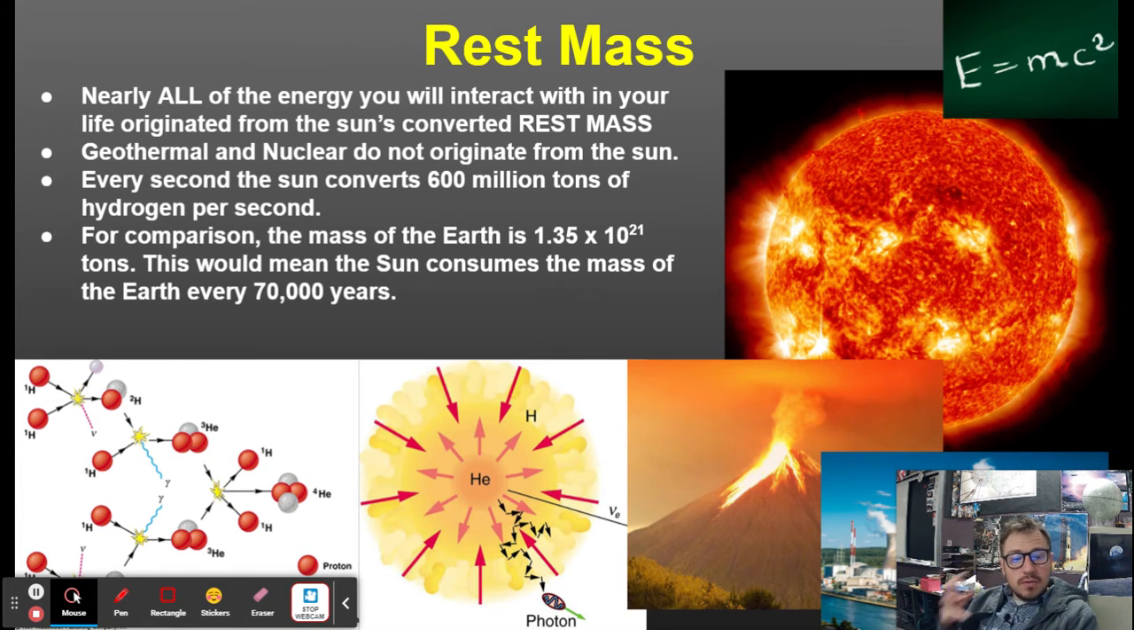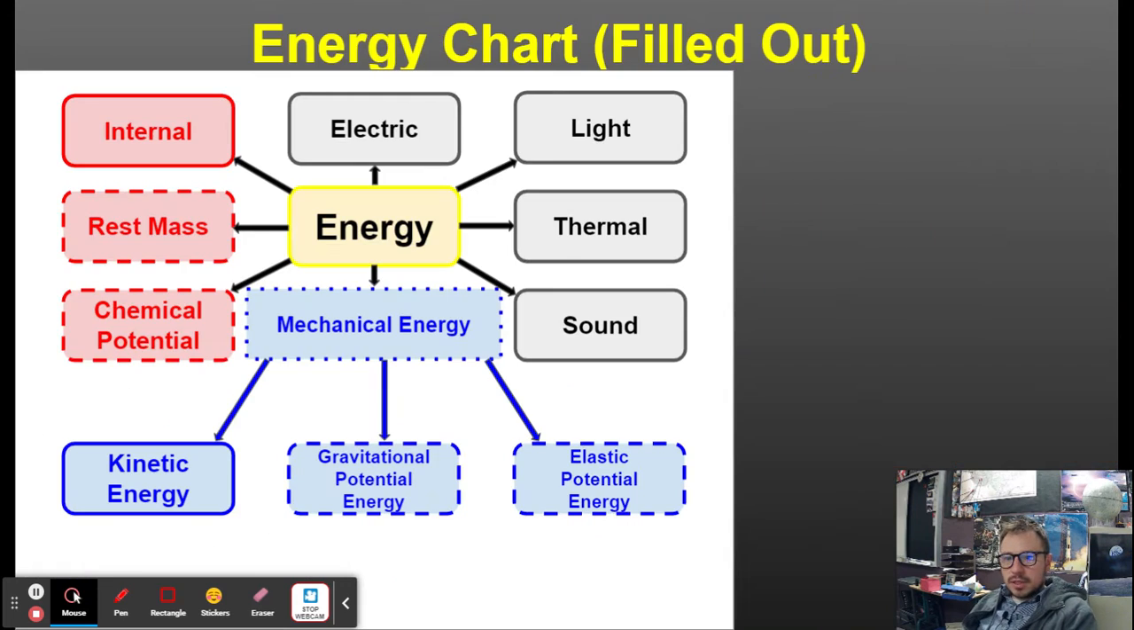Now, almost all forms of energy that we interact with originated from the sun's rest mass, right? With the exception of geothermal, which comes from underneath the ground, and our own nuclear reaction, which is also getting energy out of the matter of the nuclear components, right?